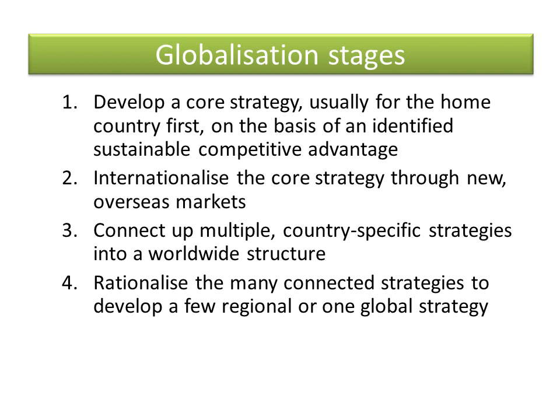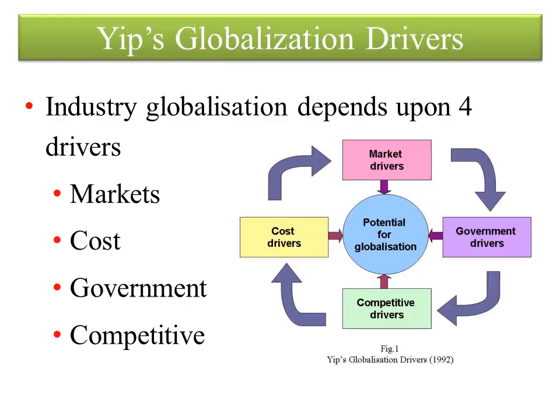Stages of globalization. How do we develop globally in an organisation? We need to develop a core strategy, usually start at home, and then we might start to internationalise through new markets. Then we might connect up multiple countries' specific strategies, and eventually we'll rationalise the many connected strategies to develop maybe one few regional and one global strategy. So these are 4 stages mentioned in the study guide.